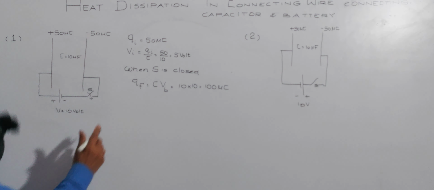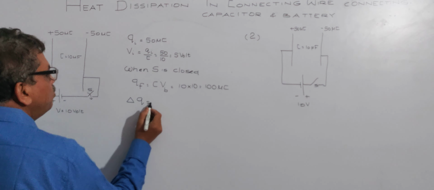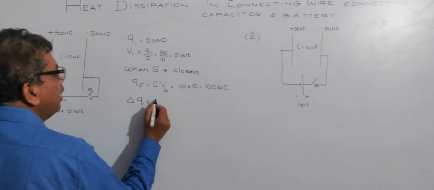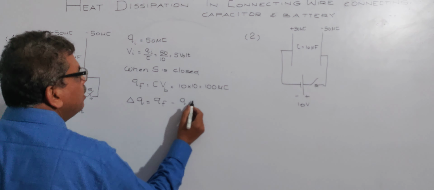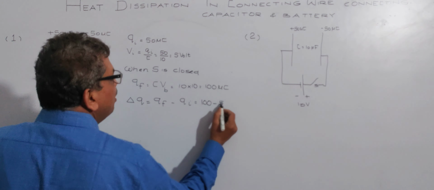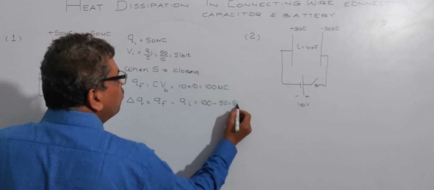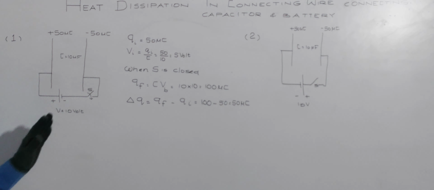Now what amount of charge has flown from the battery? What amount of charge has been supplied by the battery? I can find it as QF minus QI. QF is 100 and QI is 50. So I can say 50 microcoulomb is the charge supplied by the battery.